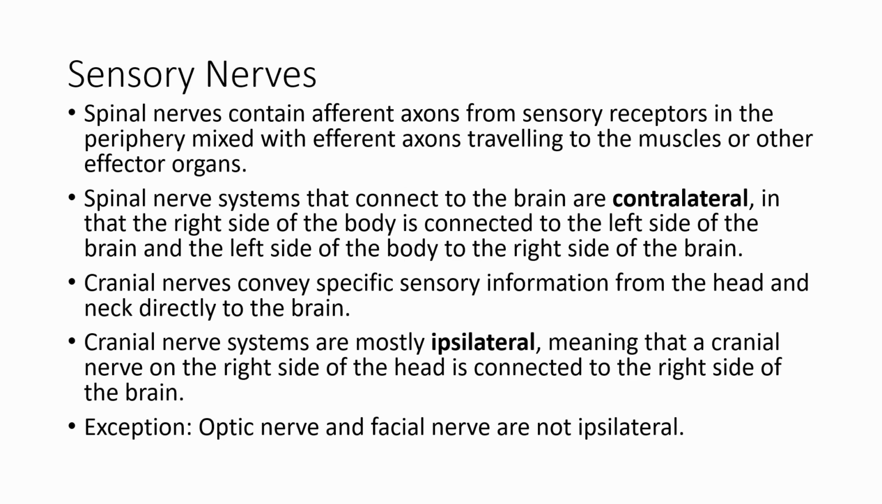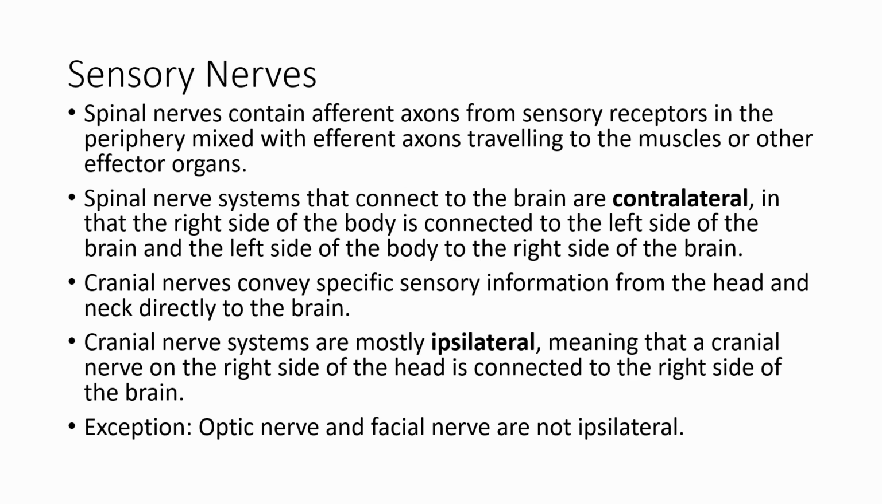And when we look at these spinal nerves and how they connect to the brain, they're contralateral. So spinal nerves, when they finally get all the way up to the brain, remember they're connecting to the spinal cord and then traveling up. These are contralateral, meaning the right side is going to be connected to the left side of the brain. The left side of the body is connected to the right side of the brain. So everything's flip-flopped. And this is probably what you've heard before, like, oh yeah, the left side of your brain controls the right side of your body, and the right side of your brain controls the left side of your body. And for the spinal nerves, that much is true.